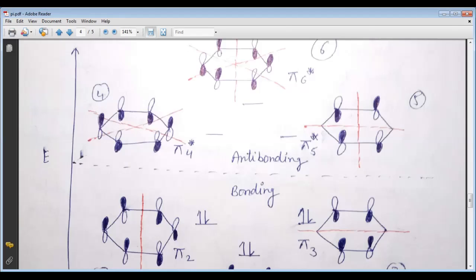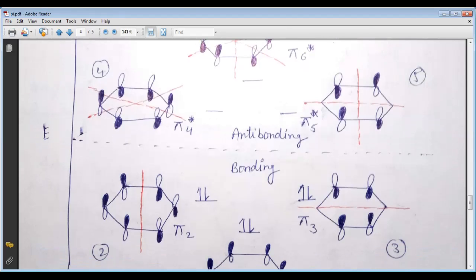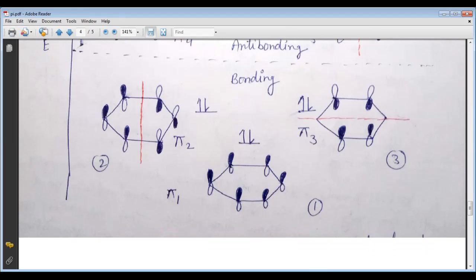Okay, so now we know the bonding and anti-bonding interactions, and one more thing is the aromatic character. So some important properties of the aromatic compounds. The first is that they are usually cyclic compounds, and their molecules lie in a plane, as shown by X-ray and electron diffraction methods. These compounds are resistant to the usual addition reactions of unsaturated compounds.